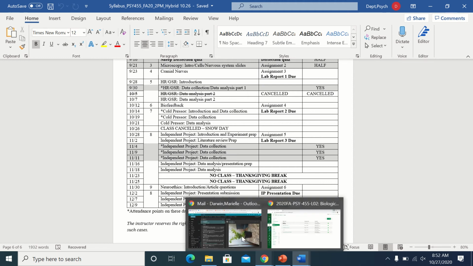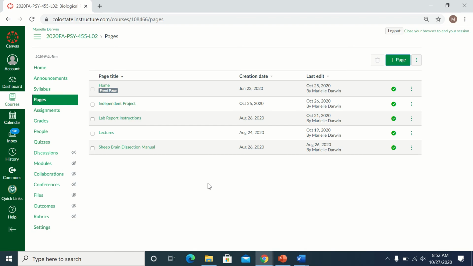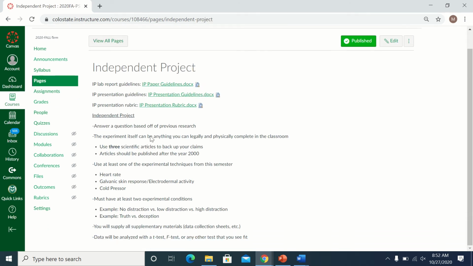All right, so independent project guidelines. This can be found in the pages section. I have a new little subsection called independent project here. So you can find generally what the independent project is about here. You can also find paper guidelines, presentation guidelines, and the rubric I'm going to be using to grade your papers and your presentations. So for your independent project, mainly you're just answering a question based off of previous research.